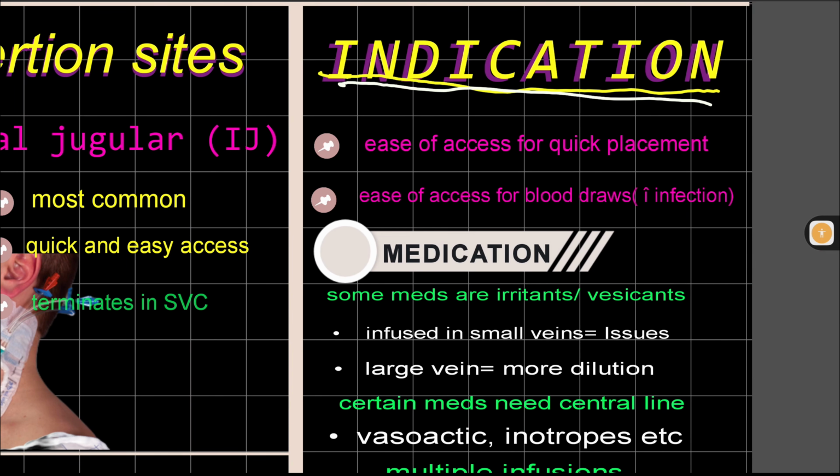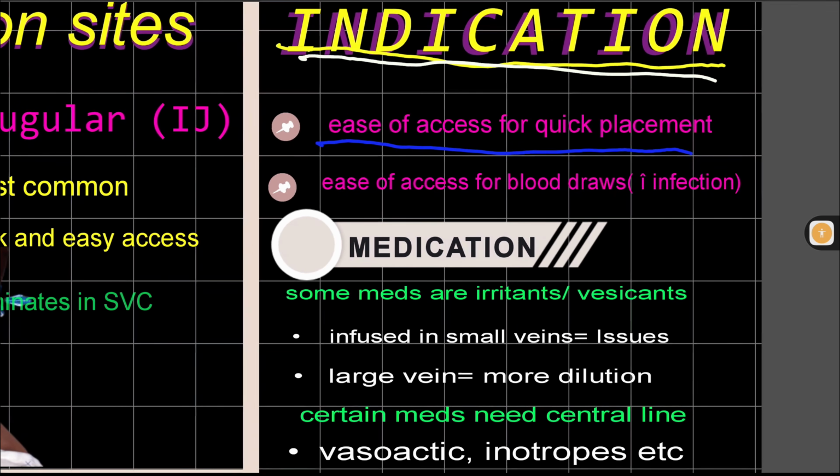First one is ease of access for quick placement. For central line, which we're going to discuss in a bit, there are 3 sites where you can insert it. In terms of ease of access and quick placement, this is definitely one of the options that we can give to our patients, especially for difficult cannulation patients, or kapag sobrang nasa state of shock yung pasyente at hindi mo na maharap, and the peripheral IV cannula is impossible. So, ease of access for quick placement.